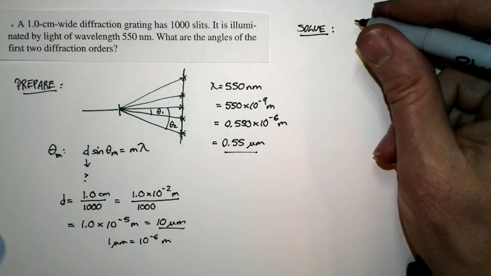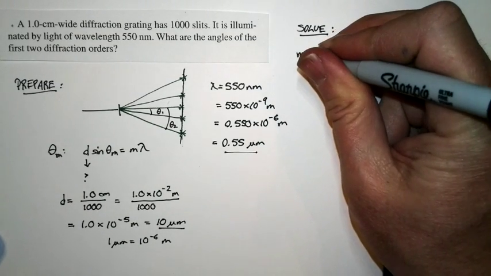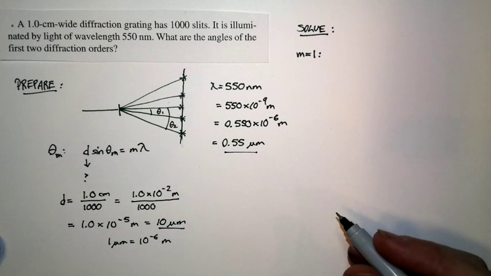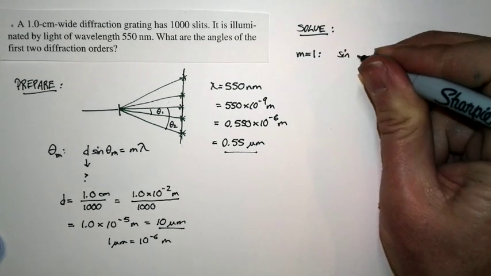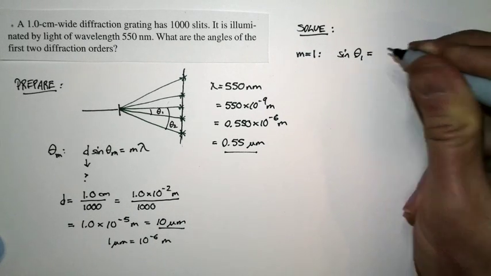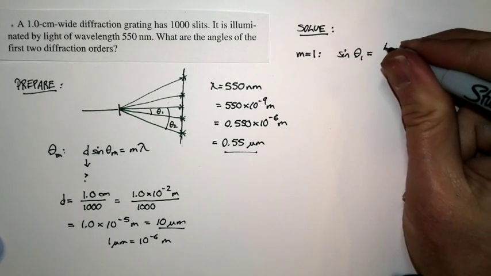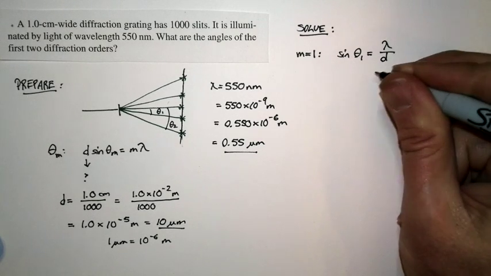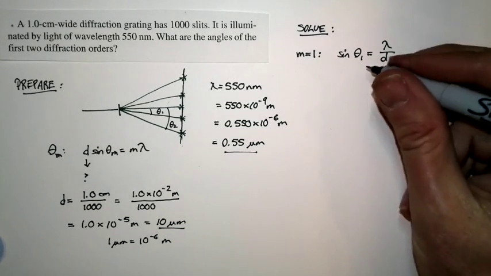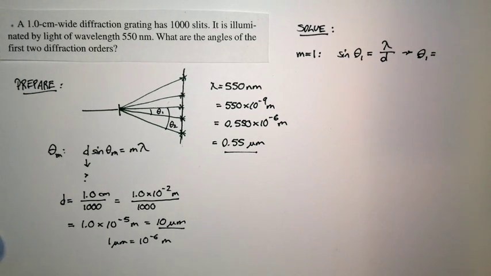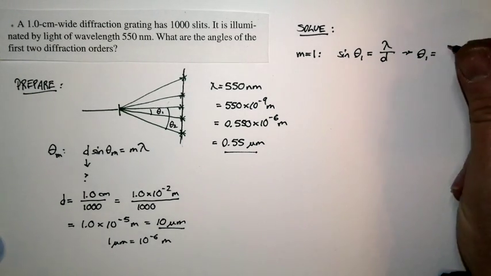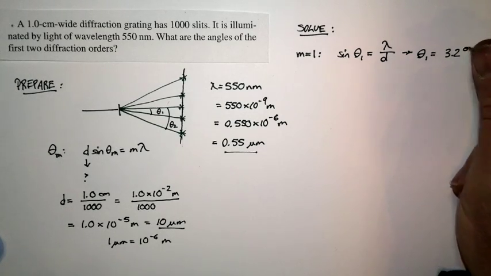Let's do two orders. First, I'll do m equals 1. For m equals 1, the first order, I get the sine of theta 1 is just equal to lambda over d. I know lambda and I know d, so I can just solve for that. To two significant figures, I get that this angle is 3.2 degrees.